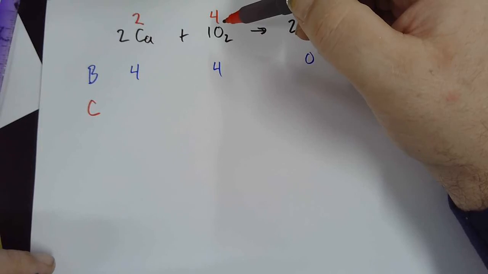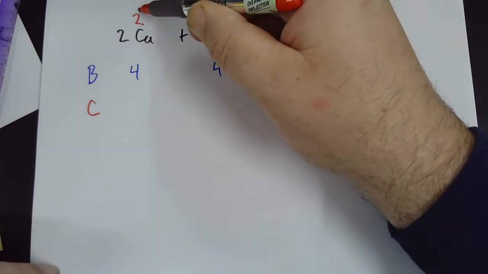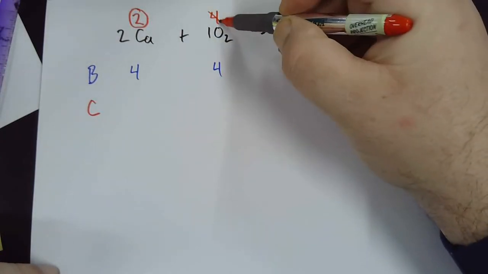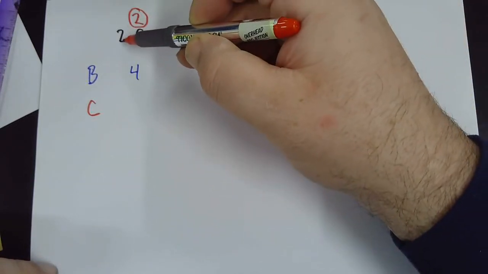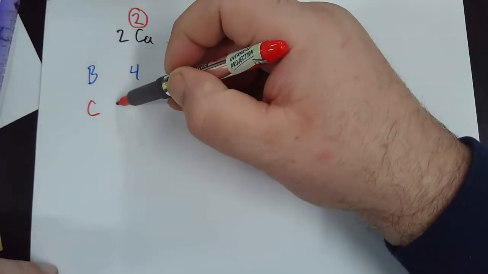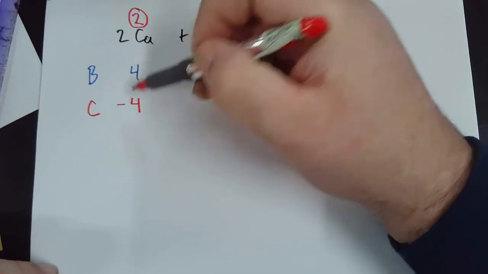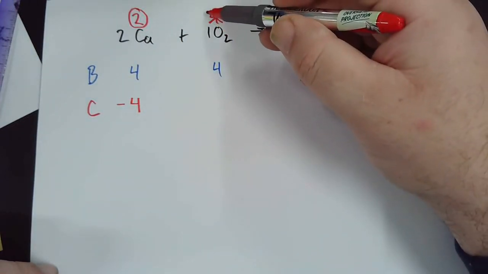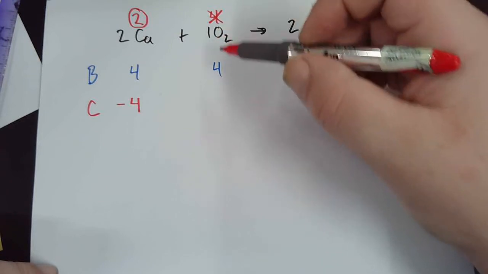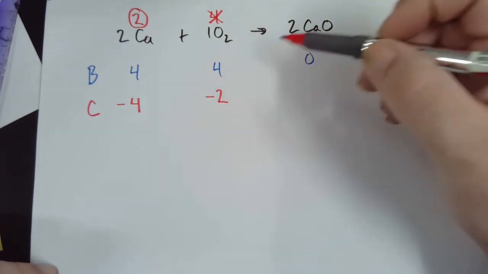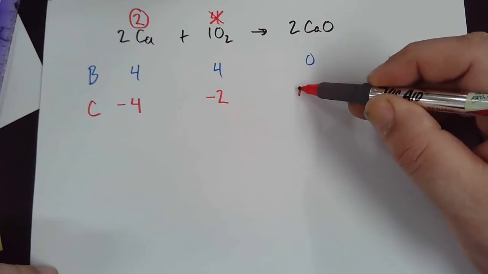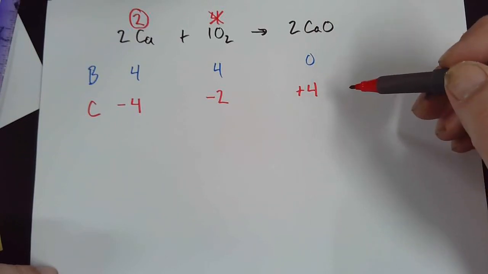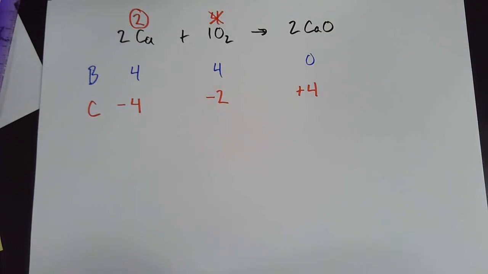Which number is smaller? 2. So this is the factor we're going to use. That one's gone. What is 2 times 2? 4. So we're taking it away because these are reactants. We're using them. What is 2 times 1? 2. So I'm going to use -2. 2 times 2 is? 4. Now we're on the product side, so I'm making those. They're positive. Everybody cool with this?